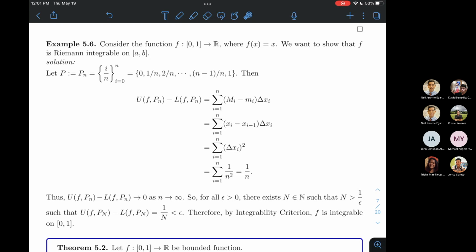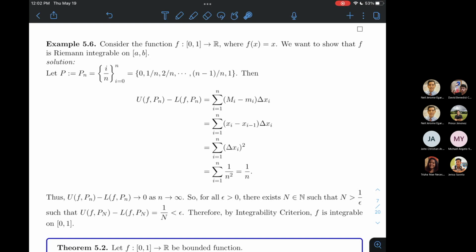So rito, magko-consider ako ng isang partition inducer P na ang laman niya ay 0, 1 over n, 2 over n, hanggang n minus 1 over n hanggang makarating kay 1. So this is a partition inducer of the closed interval 0, 1. Tapos instead na kunin ko yung upper Riemann sum at saka lower Riemann sum separately, what I will now analyze would be the difference between the upper and the lower Riemann sum. And I will analyze this and see, kaya ko ba itong gawing arbitrarily close sa isa't isa?